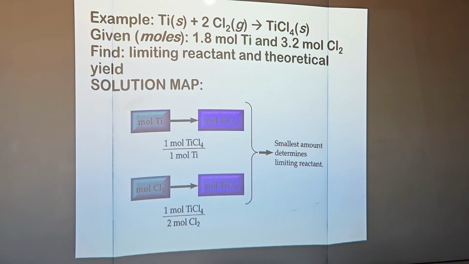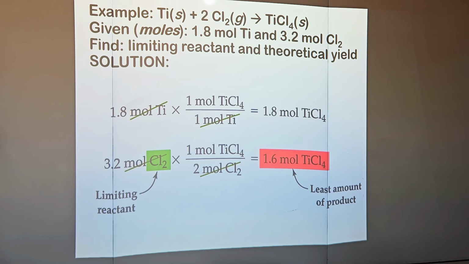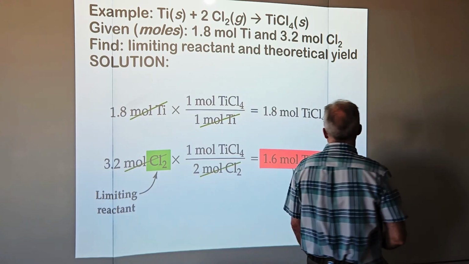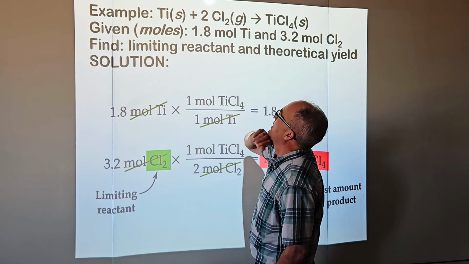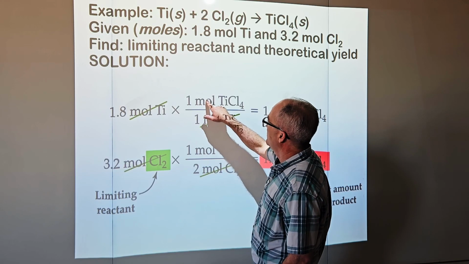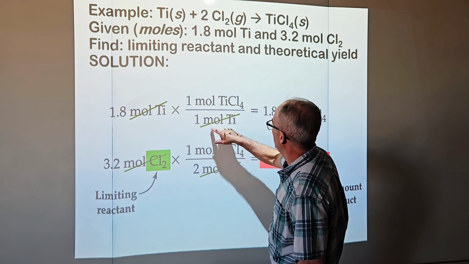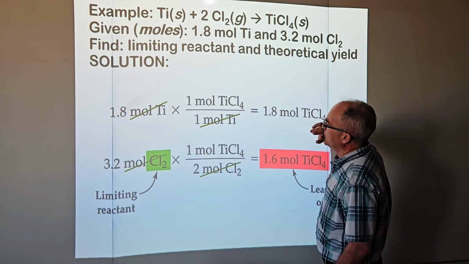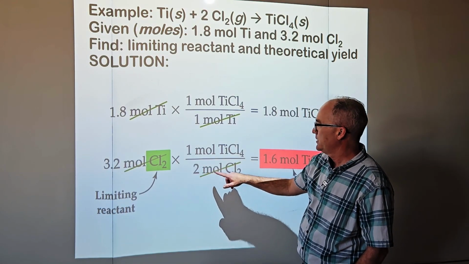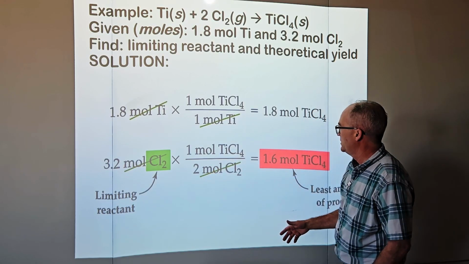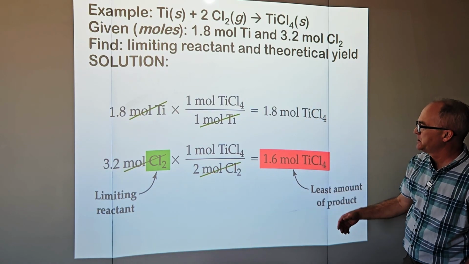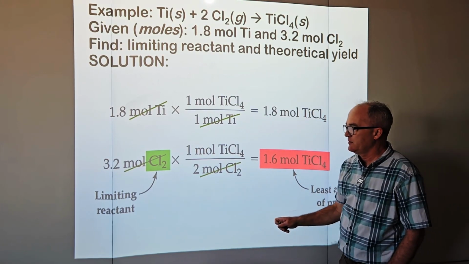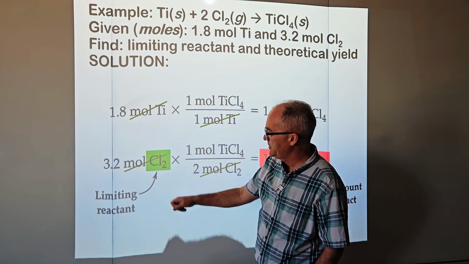So when we calculate a theoretical yield, we don't necessarily have to go all the way to grams to figure out the limiting reactant. So here's my 1.8 moles of titanium. 1 mole of that to every 1 mole of titanium, I'm getting 1.8 moles. Here, 3.2 moles of chlorine gas. And I see that I need 2 of those for every 1 of those. And I get this 1.6. And I look at that, and that is the lesser amount. The lesser amount tells me this is the limiting reactant.